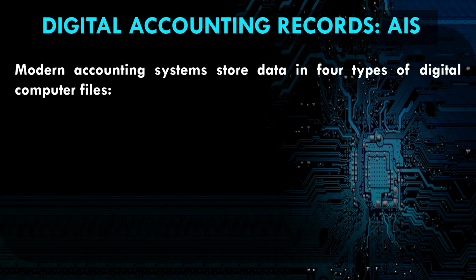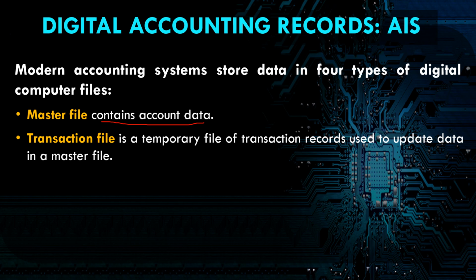How about in the digital recording, how does it record? There are 4 files you should know in the digital recording in any accounting software. First file is the master file. It contains the accounts data. And then we have the transaction file, which is a temporary file. Transaction records are used to update the data in the master file.